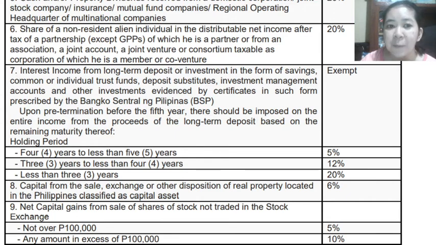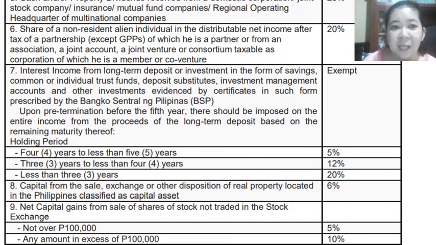Now in this case, if the taxpayer receives interest income from his long-term deposit, generally that is exempted. Okay, there is no final tax that is collected for it. That is the general rule. However, if the depositor or the taxpayer pre-terminated, meaning he withdrew his deposit before its due date, or before its deposit term.